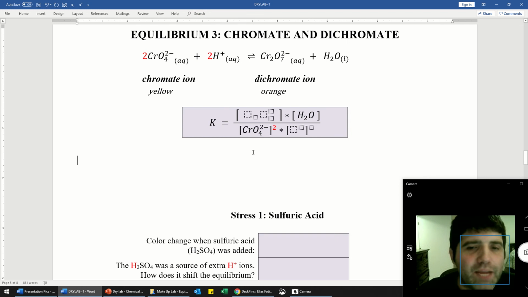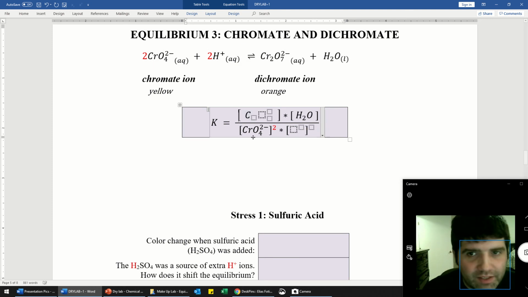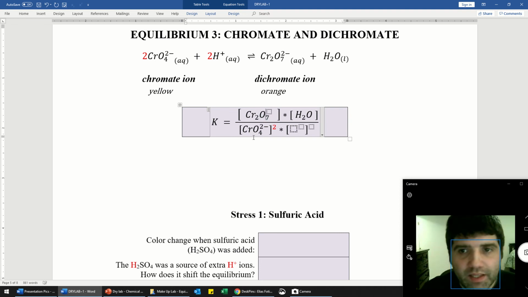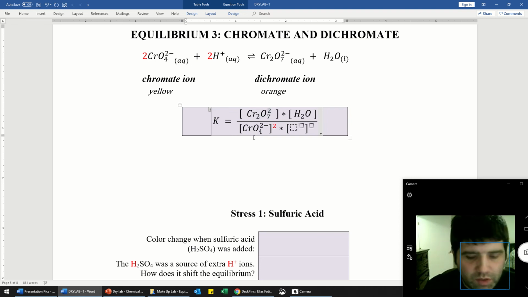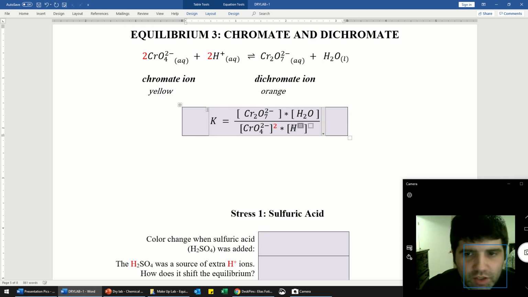So the first step is to set up the equilibrium constant expression. So in here we have two products, Cr2O7 2-, water, and the reactants, CrO4 2- with a 2 up there because there's a coefficient of 2, and then we have 2H+, so we have H+ with a 2 because that's its coefficient.